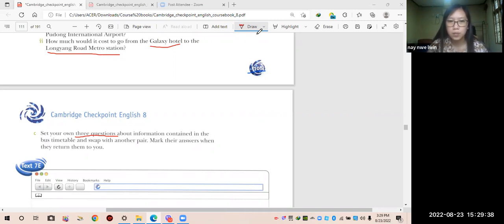Which bus has the shorter operating hours? What are the operating hours of line number two? What are the stops of line number four? And what is the fare of line number five? Okay.